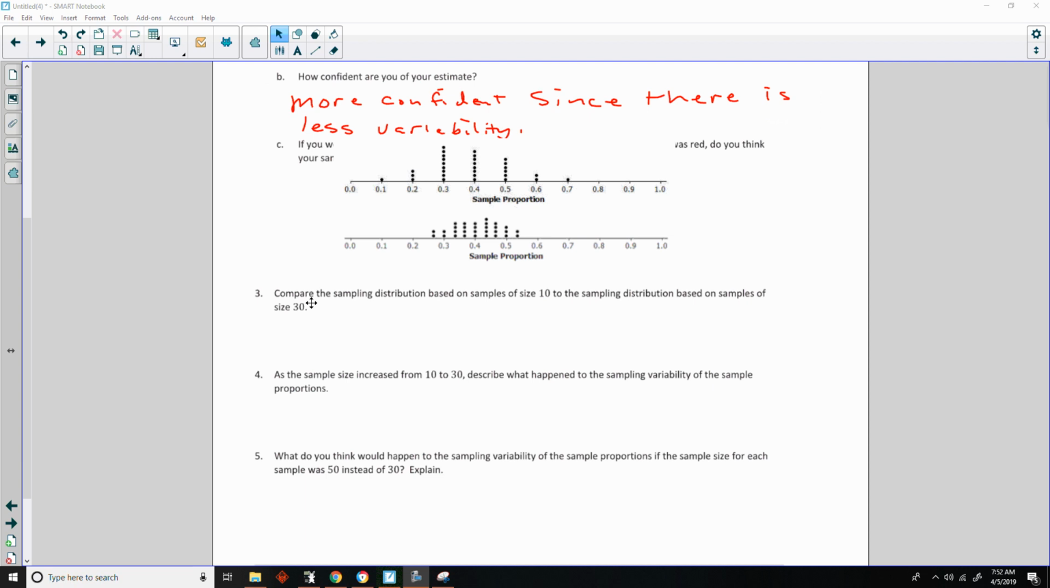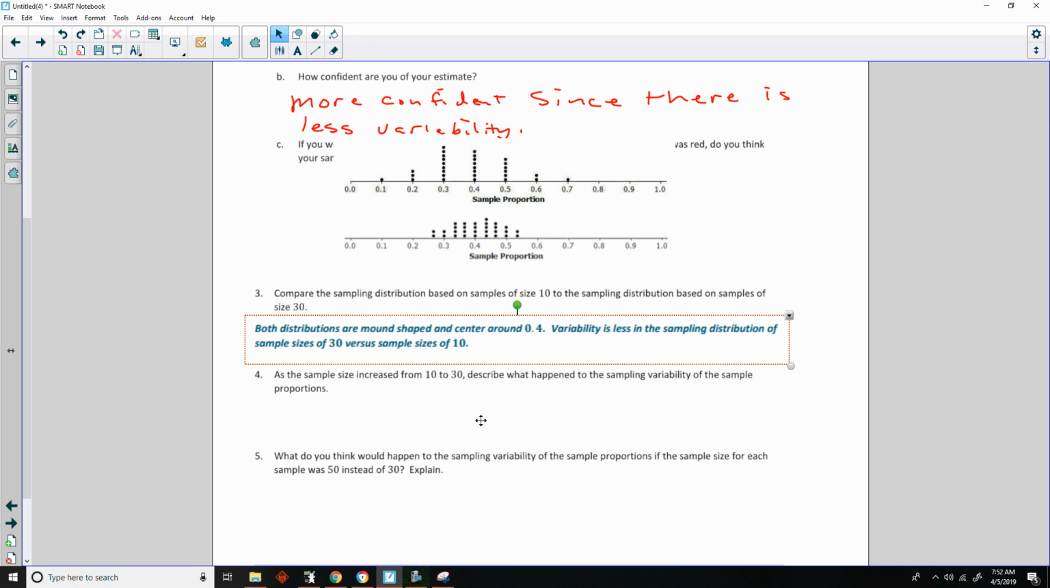Okay, so I brought them both in so we can look at them. This was the sample when we drew 10, and this was the sample when we drew 30. Comparing those, we would say both distributions are mound-shaped and centered around 0.4, but the variability is less in the sampling distribution of sample sizes of 30 versus the sample sizes of 10. So the data got narrowed. We're getting closer to the actual when we take larger samples.